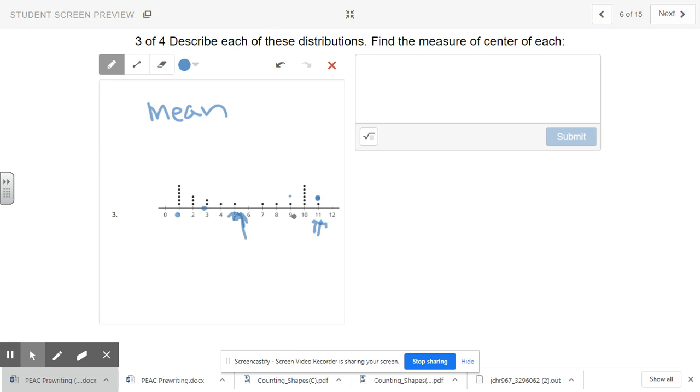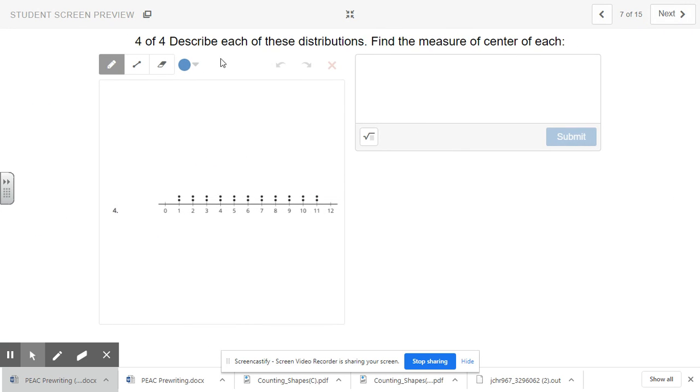So 11 weighs more than 8. And in fact, an 11 weighs more than 9. So I'm still thinking about where it's going to balance. It's going to balance somewhere around the 5. I believe it's going to balance somewhere around the 5. You can figure it out exactly, but at this point, all I really wanted you to know is that you would use the mean and that my measure of center would be about 5.